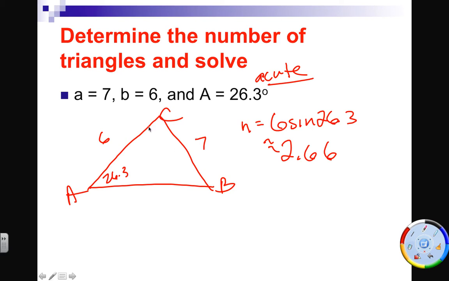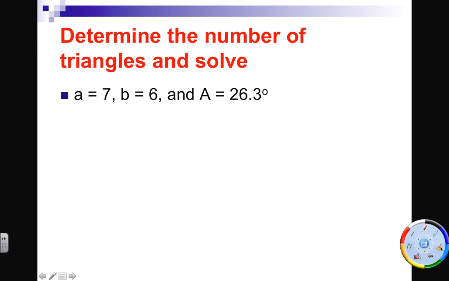a is bigger than b, that means there is only one triangle, and this is the only triangle that exists. And this goes back to just solving the law of sines. Sine of 26.3 over 7 is sine of B over 6. Nice and easy, straightforward. All right, but I'm not going to solve this one. I'm going to solve the next one as we come up to it.